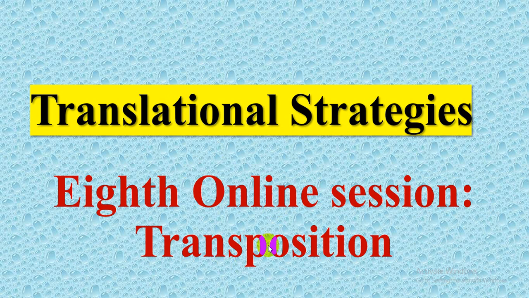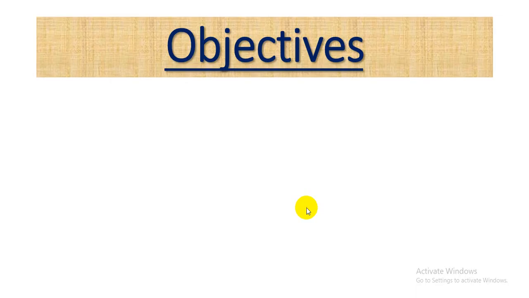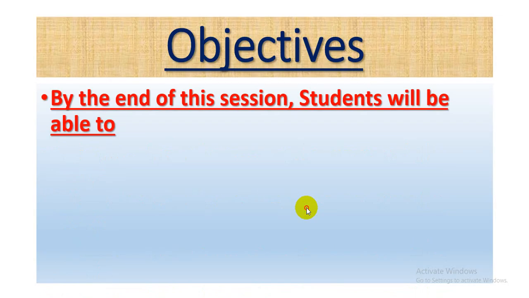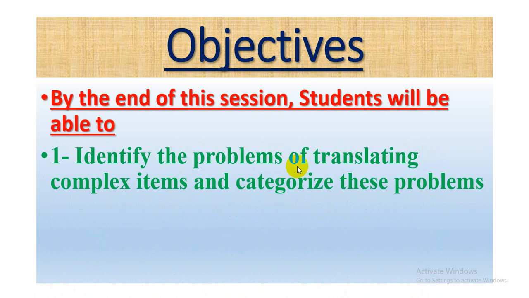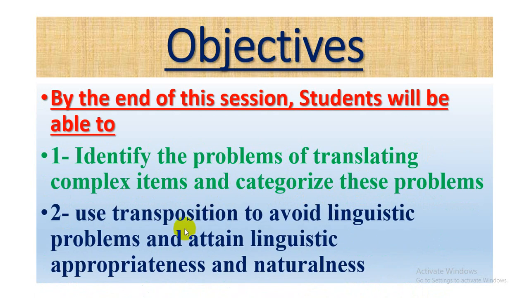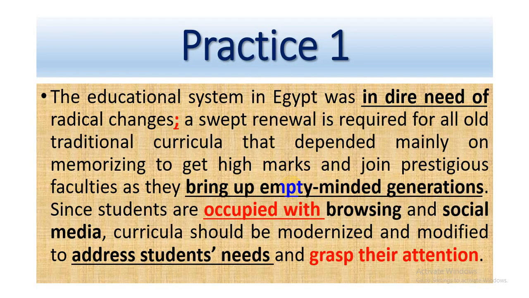In today's session we are going to take up a very important translation strategy known as transposition. What we are going to discuss today is to identify the problems of translating complex items and to categorize these problems. We'll also be able to use transposition to avoid linguistic problems and attain linguistic appropriateness and naturalness in the target language, of course.